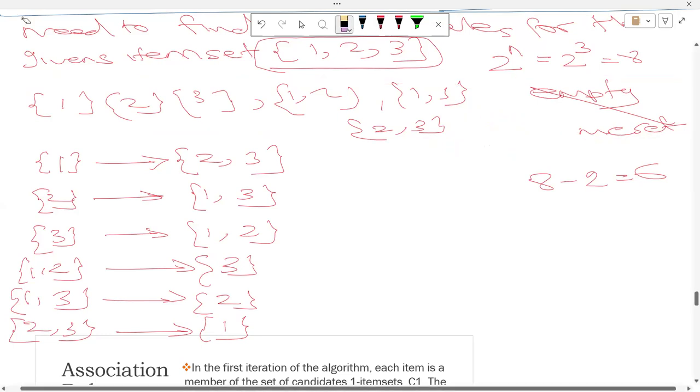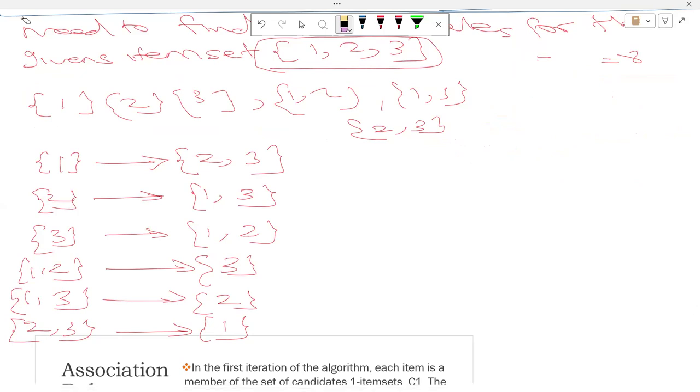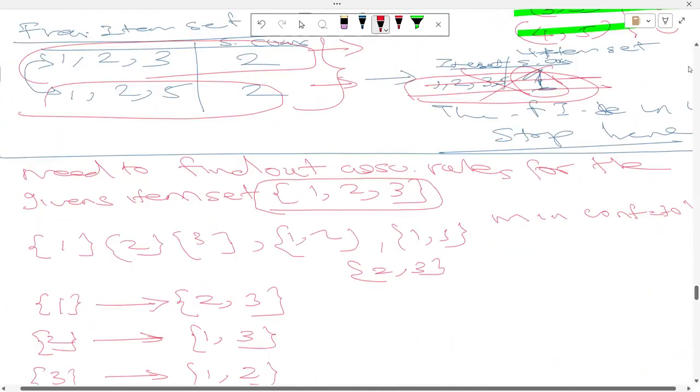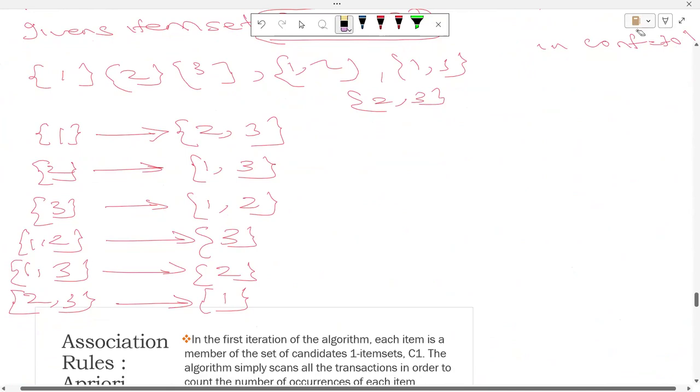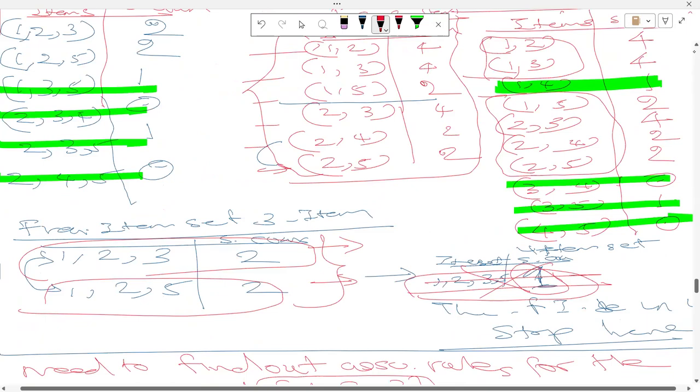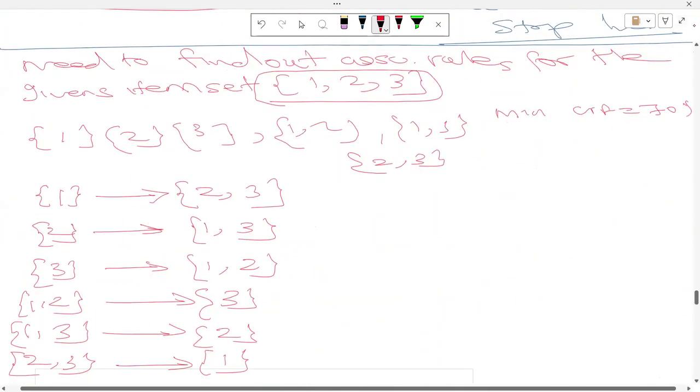Now what we need to do: we already used the minimum support threshold to calculate the frequent item set. They are giving you another important value, minimum confidence, which is 70%. So we cannot say all these 6 association rules satisfy the minimum confidence of 70%. It's very difficult to write all of this in the notepad; even in the classroom, it's easier for me to deal with whiteboards.